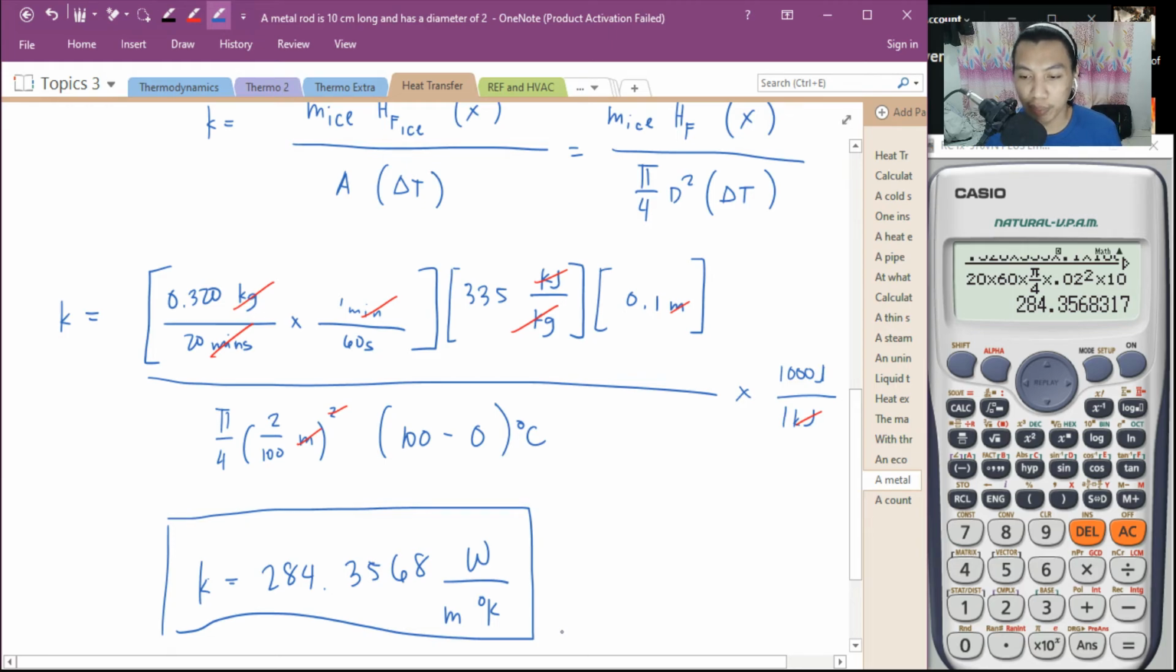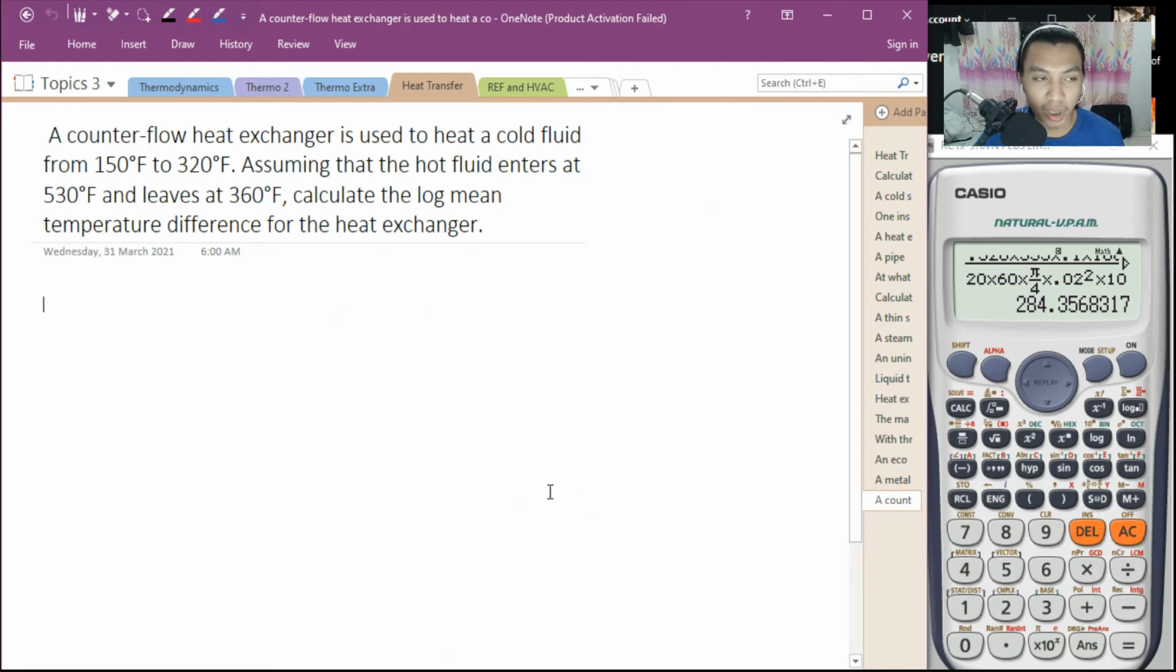How about the last problem? A counterflow heat exchanger is used to heat a cold fluid from 150 degrees Fahrenheit to 320 degrees Fahrenheit. Assuming that the hot fluid enters at 530 degrees Fahrenheit and leaves at 360 degrees Fahrenheit, calculate the log mean temperature difference for the heat exchanger.